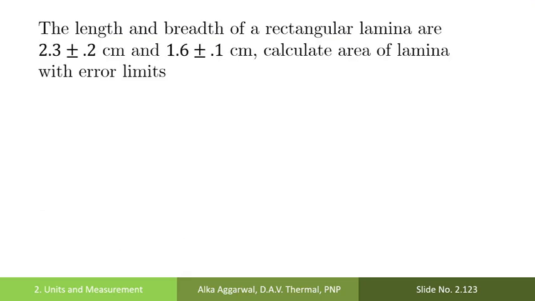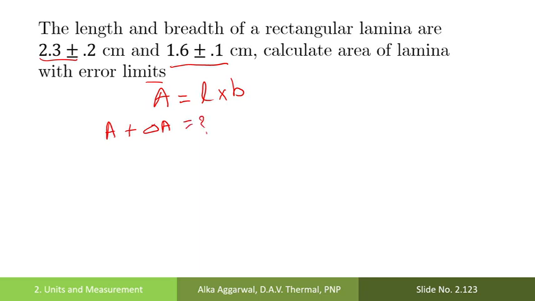To make it clear, take the numerical. Let the length and the breadth of a rectangular lamina be 2.3 plus minus 0.2 centimeter and 1.6 plus minus 0.1 centimeter. Calculate the area of the lamina with error limits. So you know very well the formula of the area is length into breadth. We have to find out the area with the error limits, which is delta A.